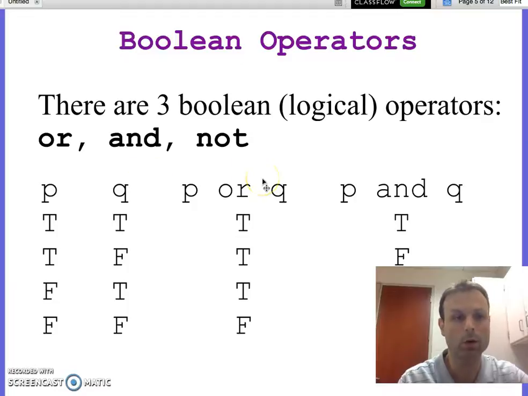So let's start with or, okay? If we look at these first two columns, we see different combinations of P and Q.